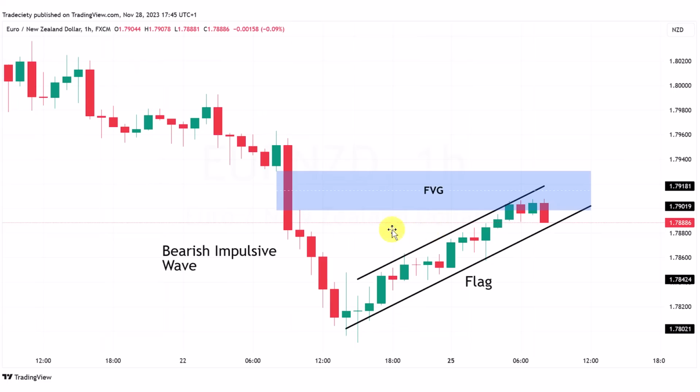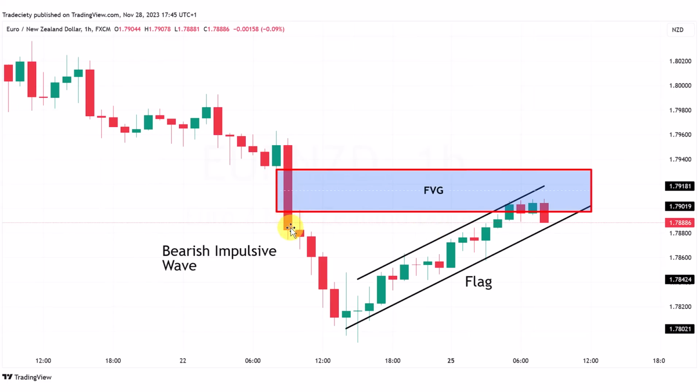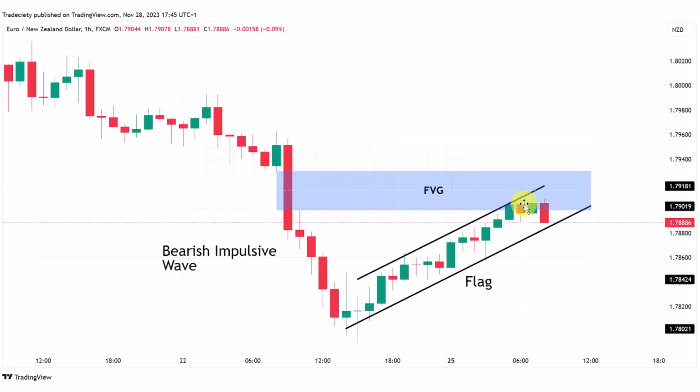So the first thing that we see on this chart is that here is a fair value gap. On the breakdown to the downside, the market has left this fair value gap. The flag pattern has pushed into the fair value gap and for now was not able to move very deep into it. So this is a very good resistance level that we can use. But we can look for even more confluence factors.